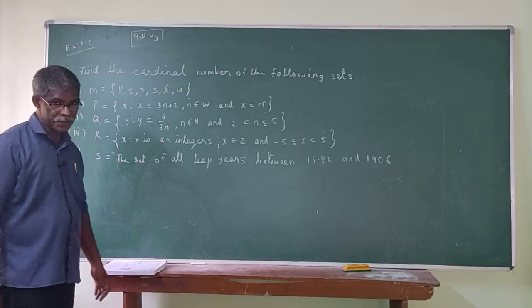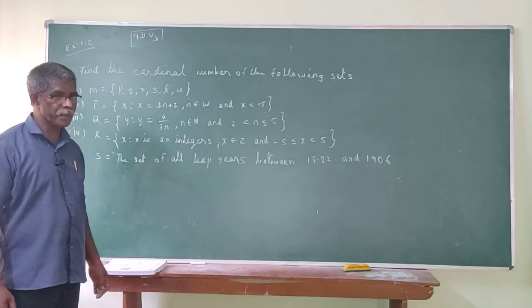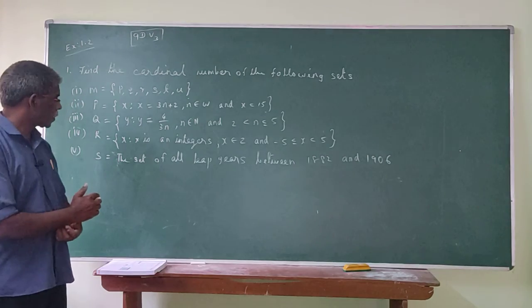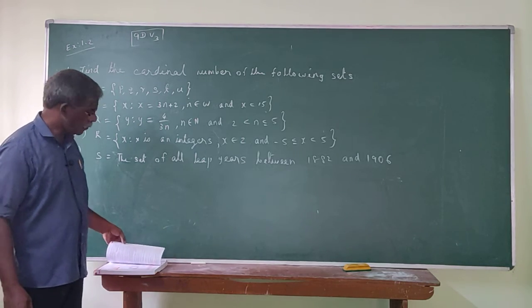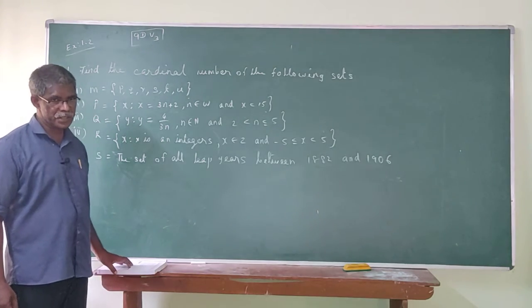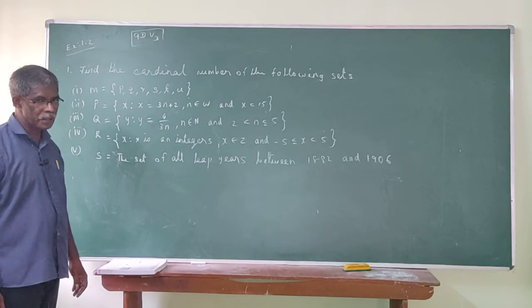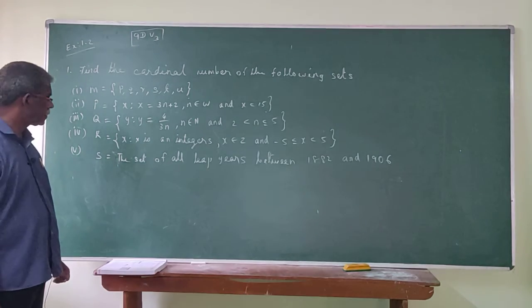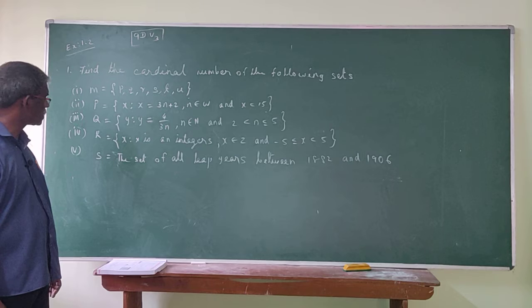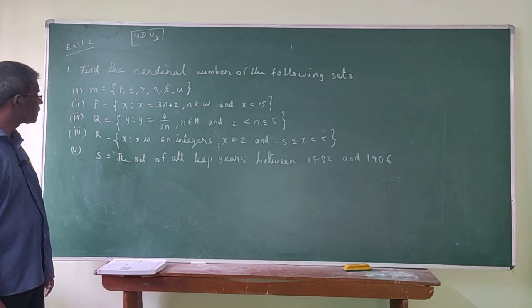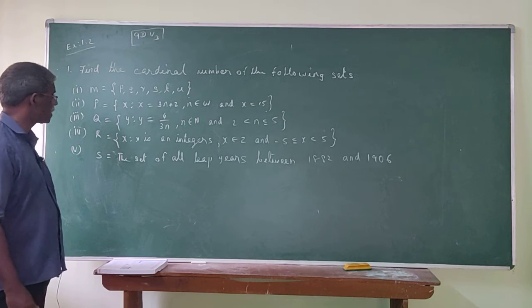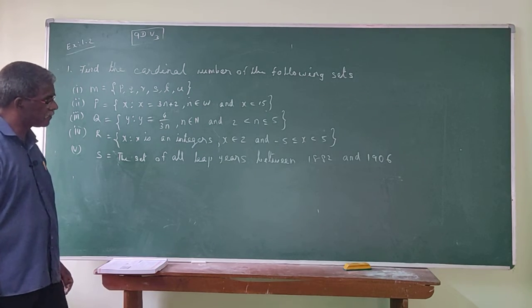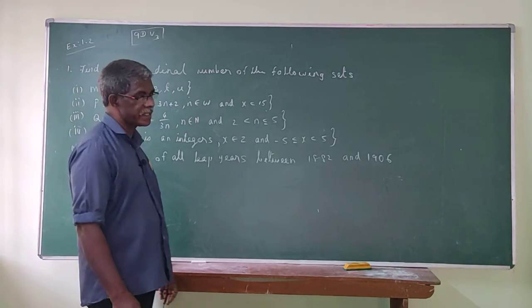Now I am going to take exercise 1.2. In exercise 1.2 we have so many questions, from 1 to 10. Each question has 5, 4, 6 sub questions. So exercise 1.2, the first question: find the cardinal number of the following sets.